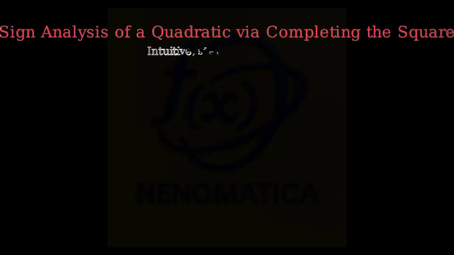In this lesson, we will learn how to analyze the sign of a quadratic expression by completing the square. Here is our plan. Start with the general form, complete the square, rewrite using the discriminant, and then read the sign from a simple number line picture.